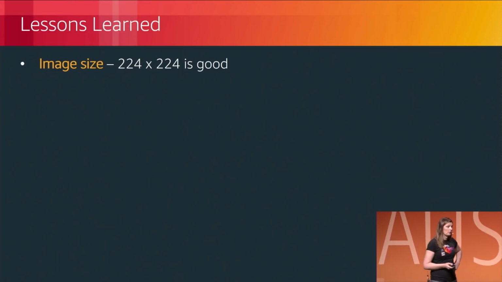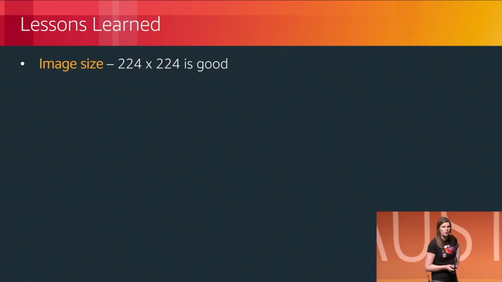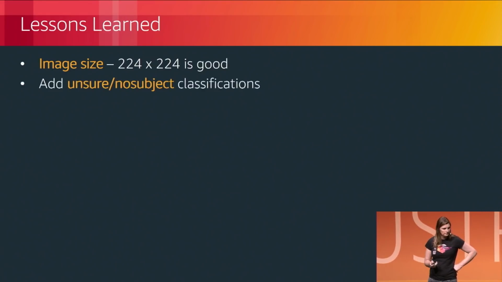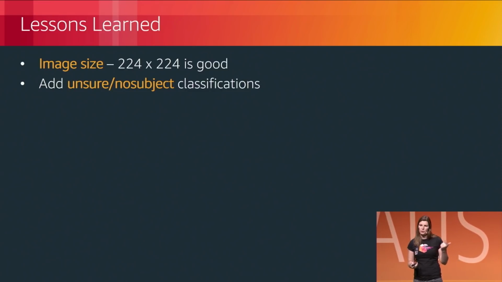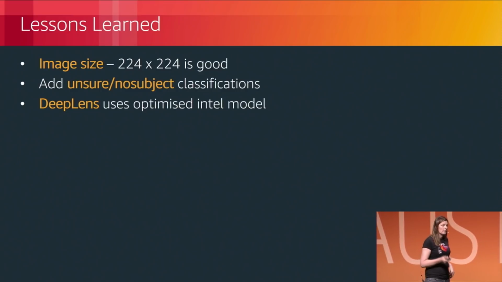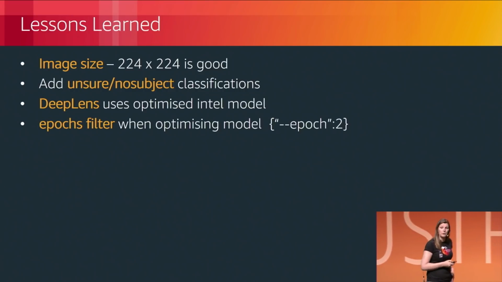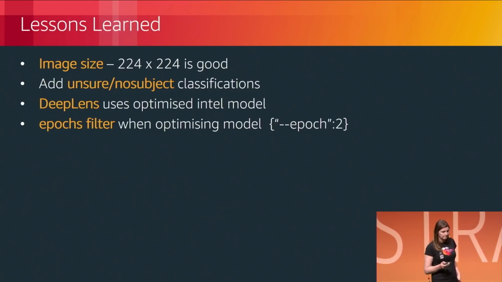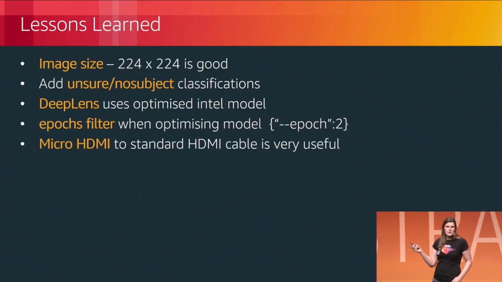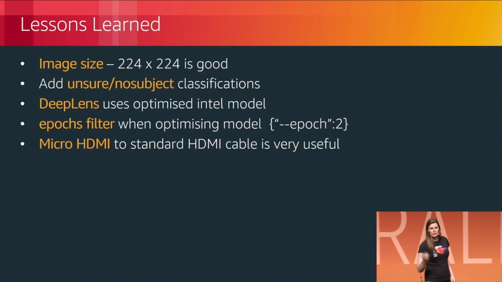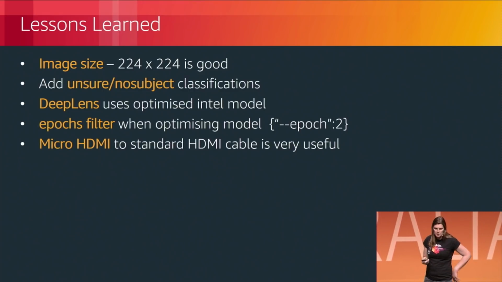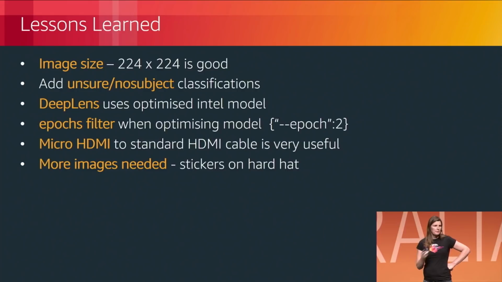Well, I learned that you don't need huge images. In fact, 224 by 224 is probably more than enough. I originally started with compliant, not compliant. I realized over time it was good to add those other two, unsure and no subject. Use the optimized Intel model, and if you do multiple epochs, pass that in. You need to do that. The DeepLens has a micro HDMI output. I found it really useful to plug in directly, so you might want to buy yourself a micro HDMI to HDMI cable.